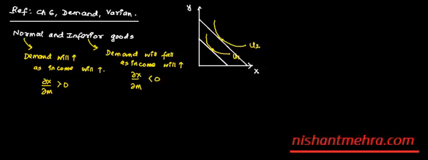So you can have a look at this here. Initially you were consuming this much amount of X, now you are consuming this much amount of X. So this is say X1, this is say X1 dash. So the amount of X has increased as income has increased. So this is the case of normal goods.